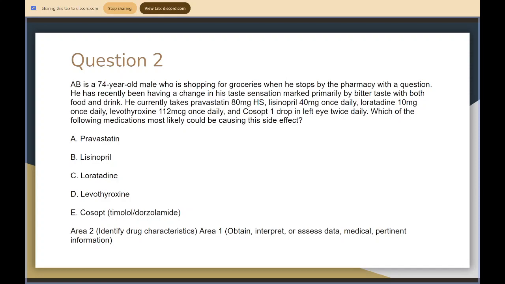This was once again area 1 and 2. Did anyone have any questions or concerns about this practice?